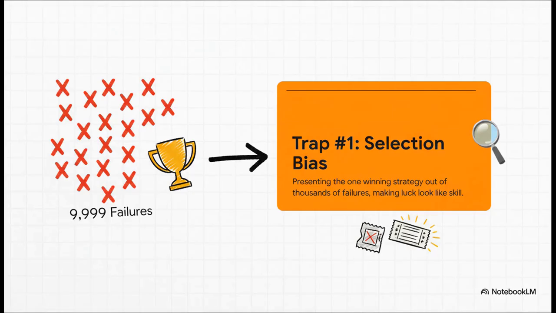First up, we've got trap number one, selection bias. Just imagine you test, say, 10,000 different strategies on some data. A couple of them are bound to look amazing just by sheer random luck. The trap is when somebody throws away the other 9,999 failures and presents that one lucky winner as if it's proof of their genius. They're only showing you the winning lottery ticket.